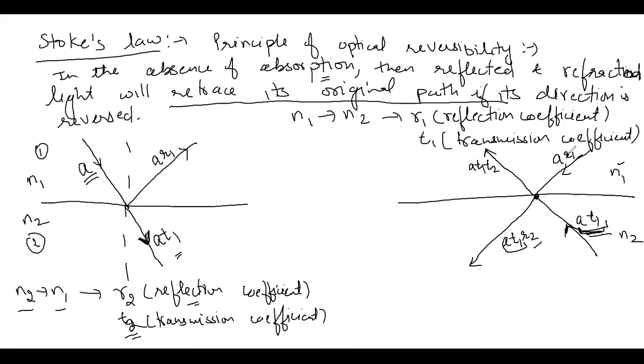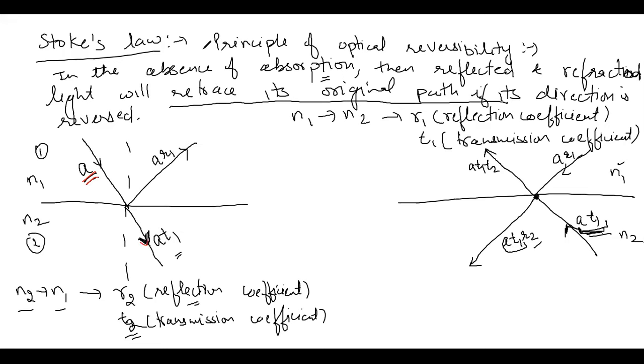For this second one. Can you please explain this law again? So this law basically states that if there is no absorption of light at any interface, then your light will be reflected and refracted, or transmitted, right? Only two possibilities are there: refraction and reflection. Now this principle states that if this was my incident light, and R1 was your reflection coefficient and T1 was the transmission coefficient, then one part of it is reflected and one part is transmitted.